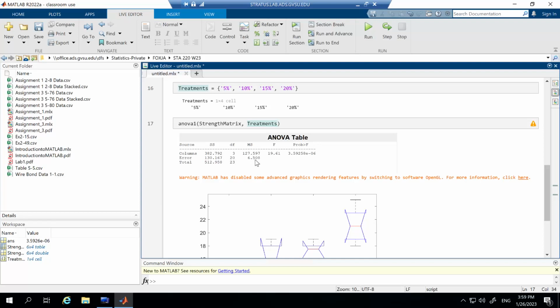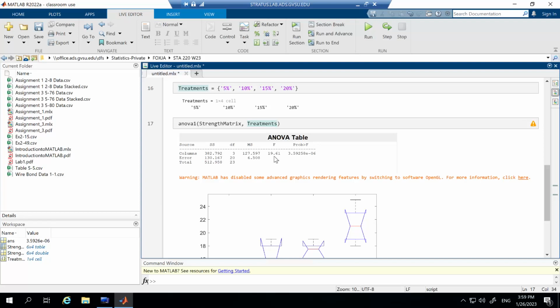And then this mean square error right here is really just the sum of squares of 130 divided by 20, and that gives us that value. And if you recall, the F statistic is the ratio of those two variances. The mean square is really just a variance of the treatments and the variance of the errors. So if you take 127.59 and divide that by 6.508, that gives us 19.61.